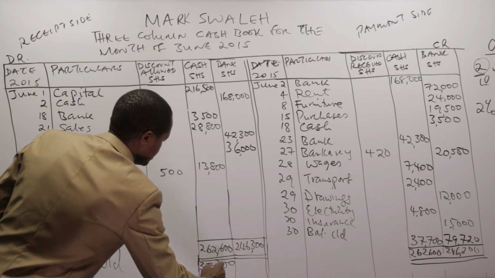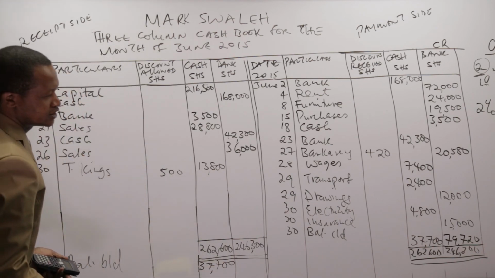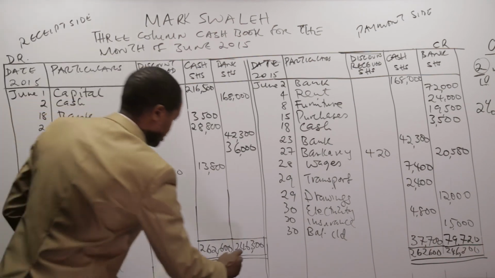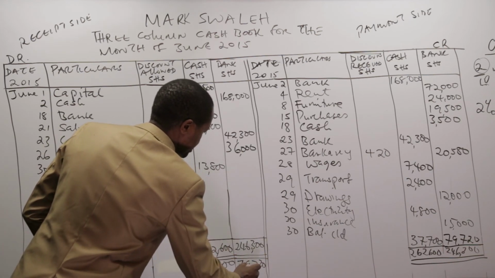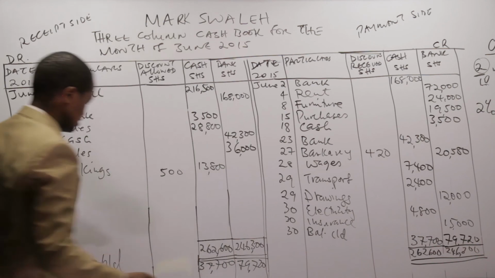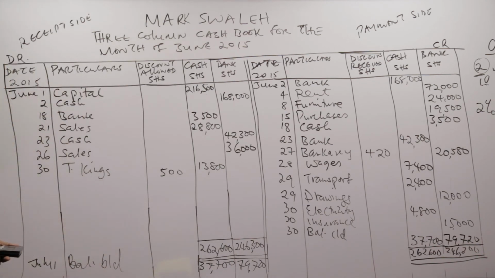and 79,720. So that is the balances brought down on July 1. That was the question. We are asked to bring down balances to July 2015. So that is the answer to that question.